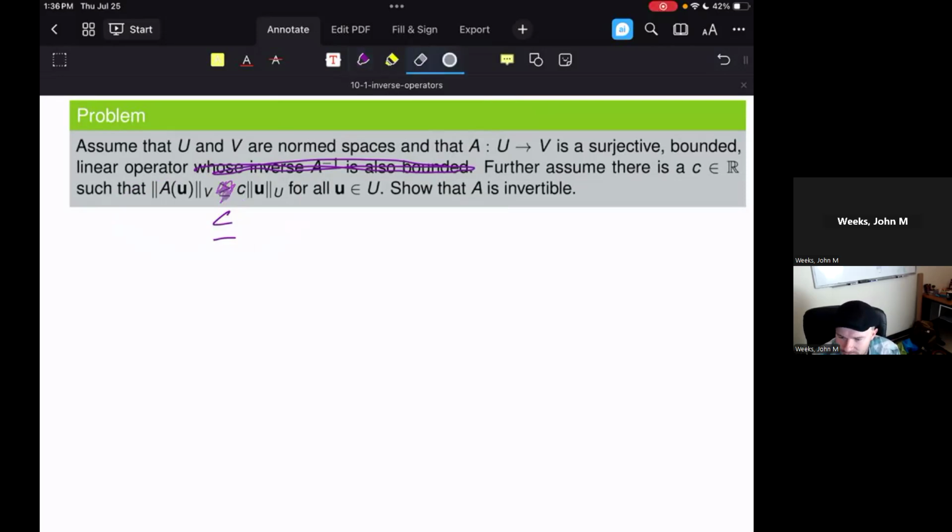But this is greater than or equal to. This is a little bit different. It says that whenever you map a vector U through an operator A, then what you get is actually bounded below in norm by C times the norm of the vector that you plugged in there. So let's see if we can figure out why that means that this is an invertible matrix.